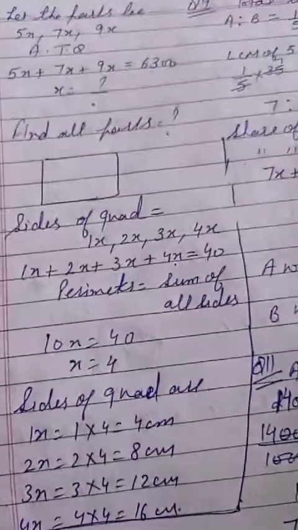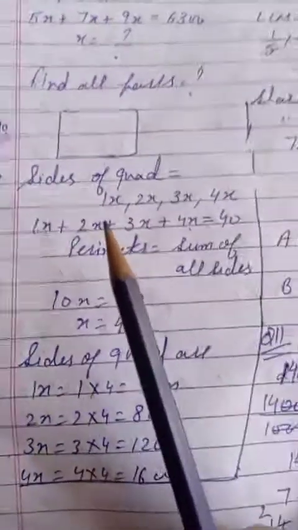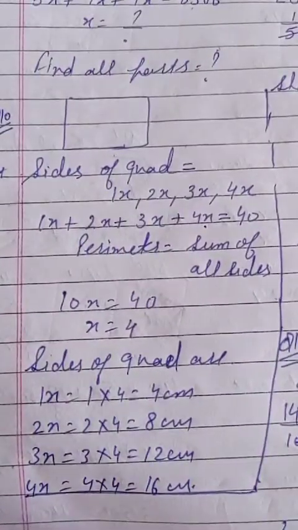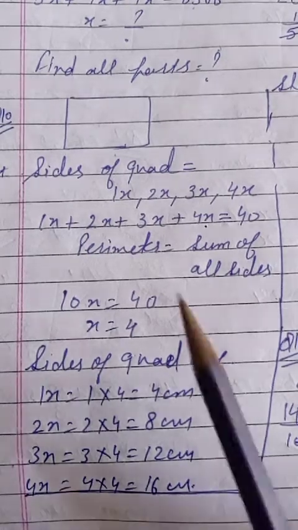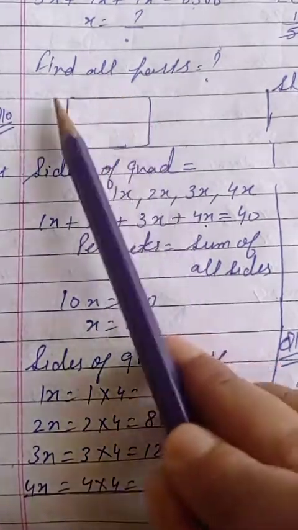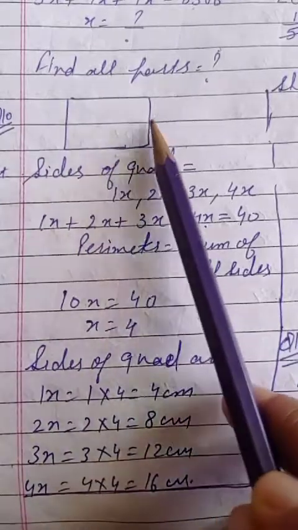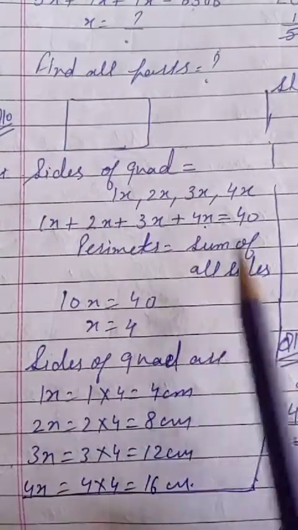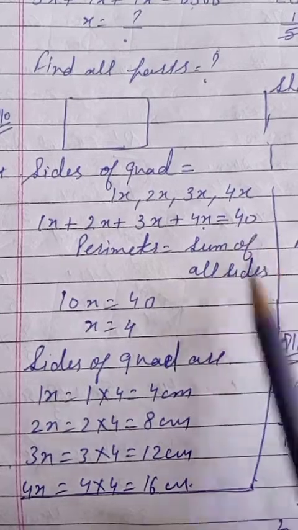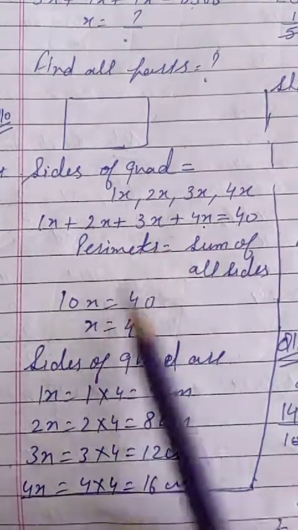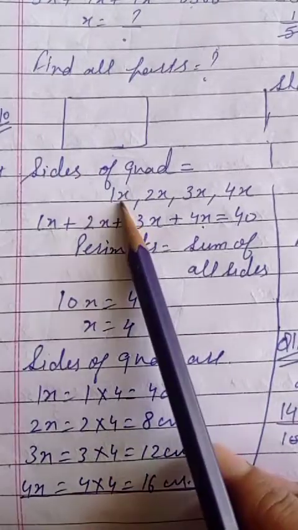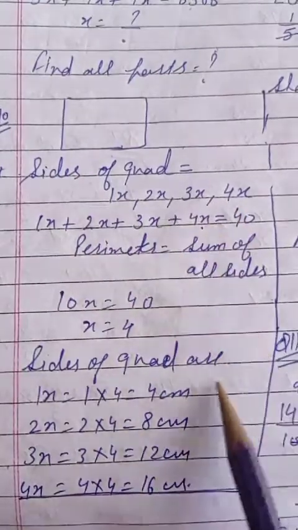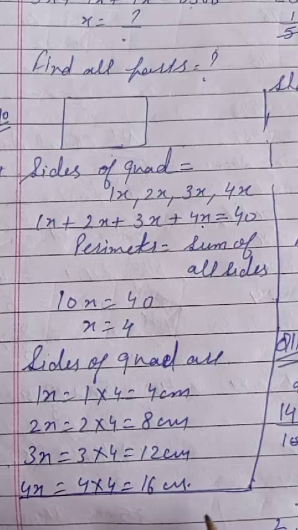Next is the sides of a quadrilateral are given in the ratio 1:2:3:4. Clear? And perimeter is given. See, perimeter is sum of the outer boundaries. So 1x plus 2x plus 3x plus 4x, the sum will be equal to 40. So from here, add it. 10x is equal to 40, x is 4. By putting the value of x here, here, here and here, you can get 4 sides of the quadrilateral.